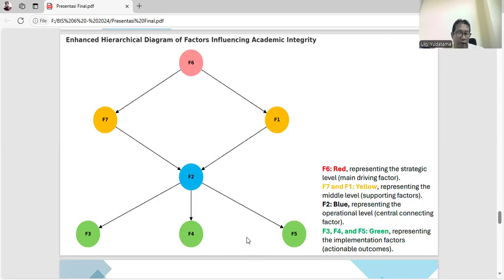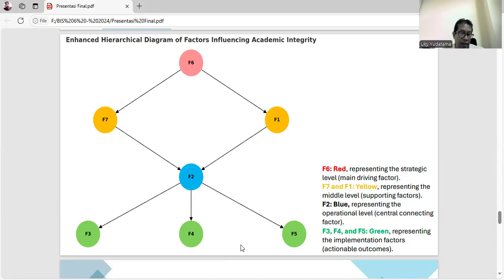Bottom level: F3, F4, and F5, implementation factors. F3, F4, and F5 are at the implementation level and are directly influenced by the layers above. F3 reflects the work environment, such as physical or psychological conditions in the workplace. F4 relates to professional development, such as training or workshops to enhance competence. F5 focuses on social interaction or community, such as collaboration between lecturer and student.